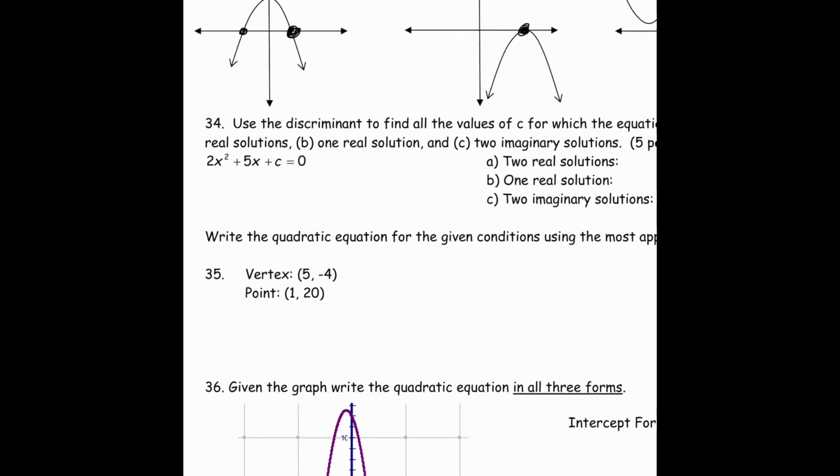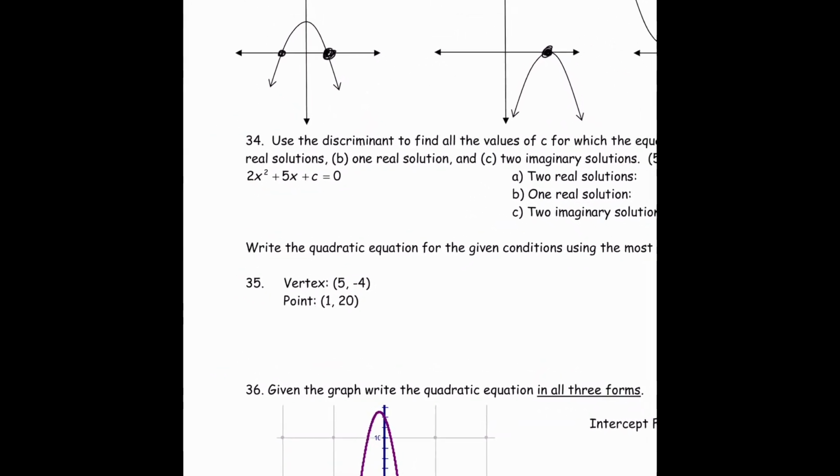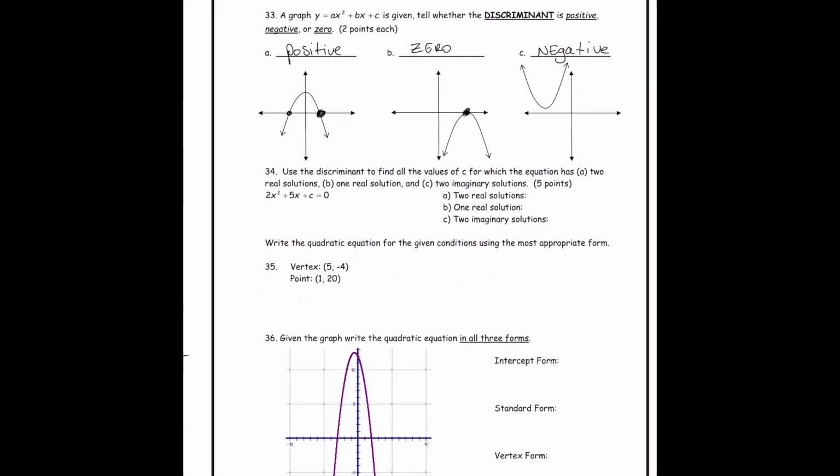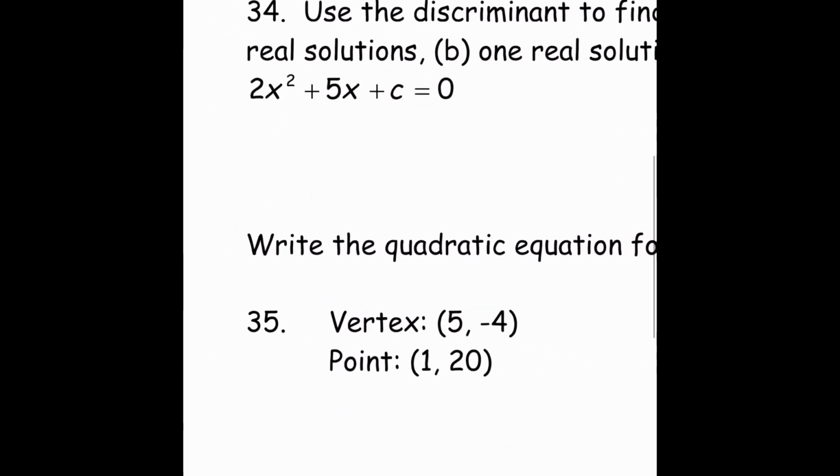All right, 34 is pretty important too, I guess. So let's look at 34. 34 is important. All right, so we want to use the discriminant to find values of C for two roots, one real root, and two imaginary roots. So check it out.